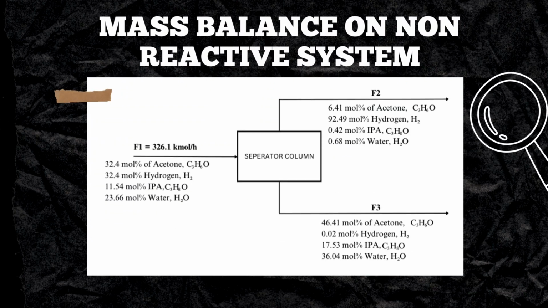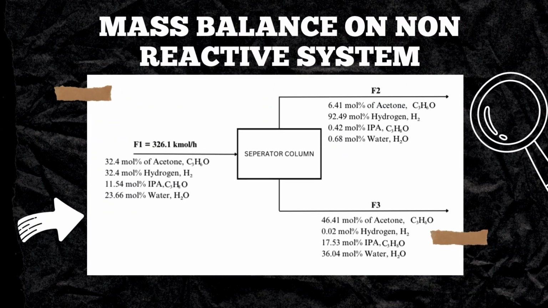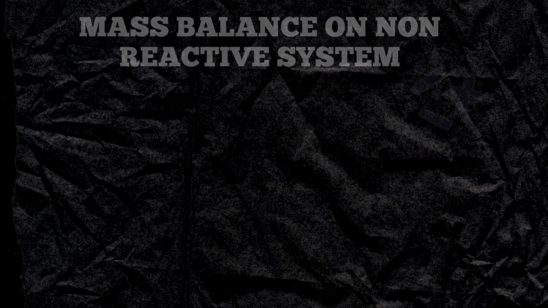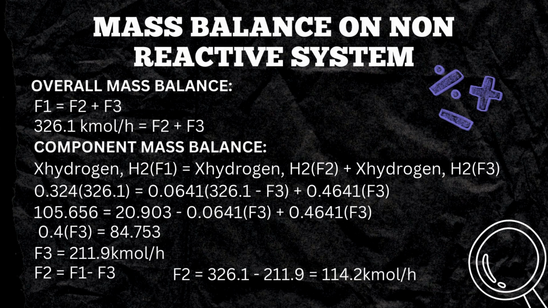Right now I'm going to explain the mass balance on the non-reactive system. For the separator column, it has an input and output. The input consists of F1, which has the value of 326.1 kmol per hour, and the output is F2 and F3, where F2 is the vapor stream and F3 is the liquid stream. For the overall mass balance, input is equal to output, and for the component mass balance we can compare it with hydrogen to find the liquid and vapor stream.